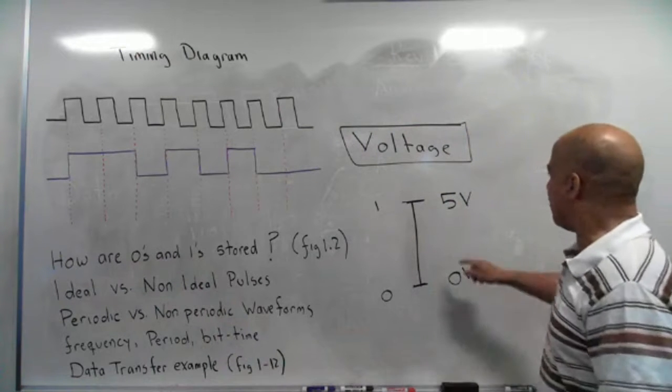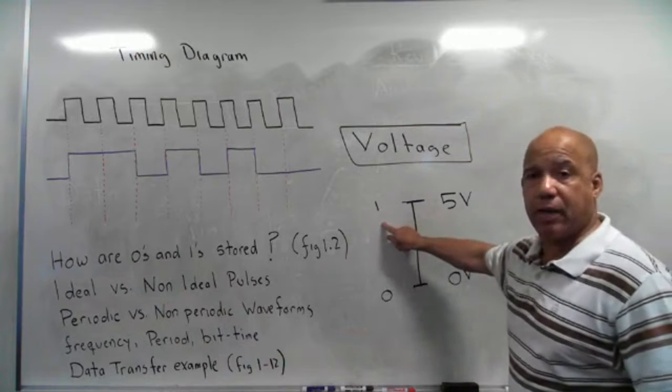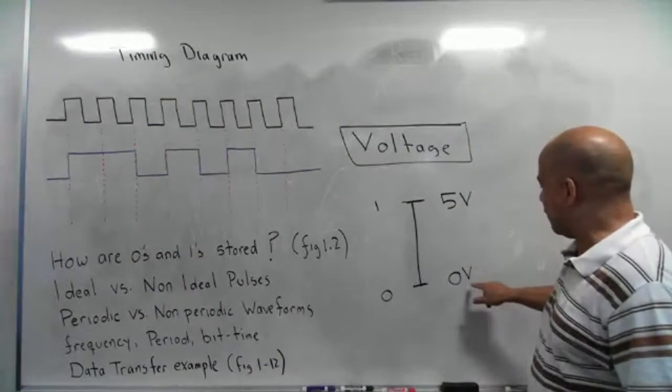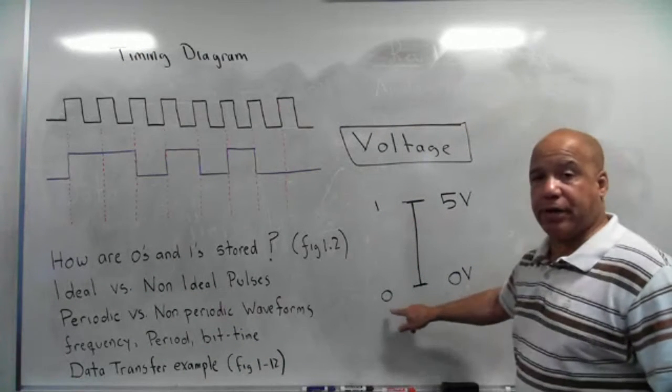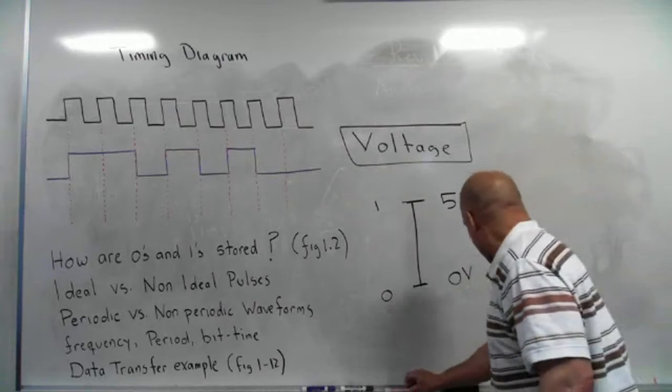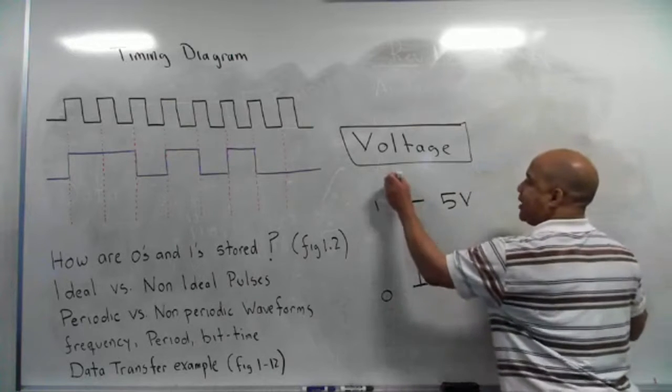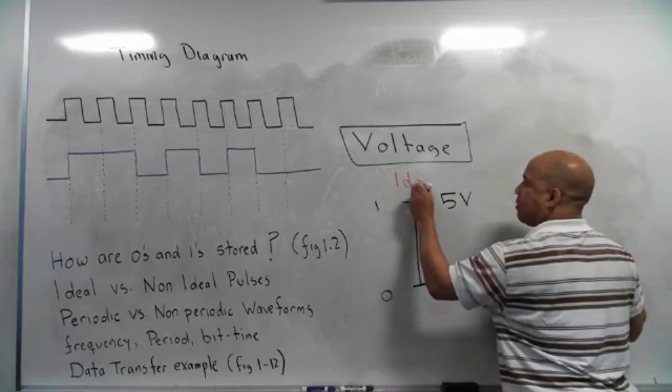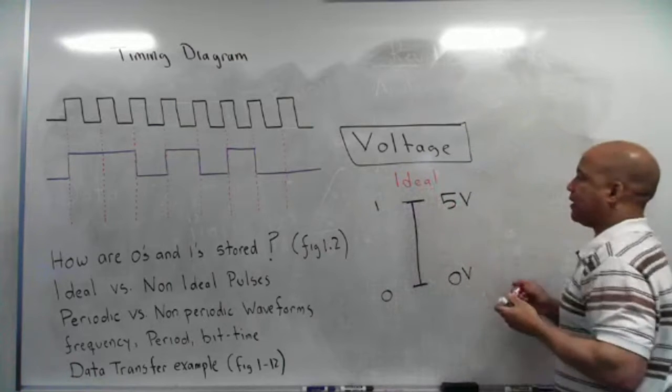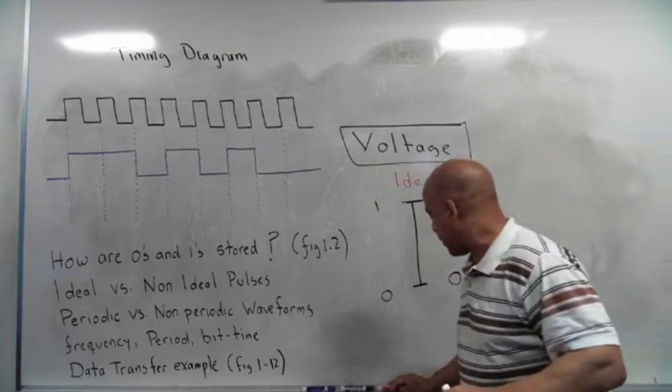We use a standard value of 5 volts to represent a binary 1 and a voltage of 0 volts to represent a binary 0. In this diagram, these are what I call ideal levels. These are ideal, and I'll talk about that in a second. So here's what I'm saying.